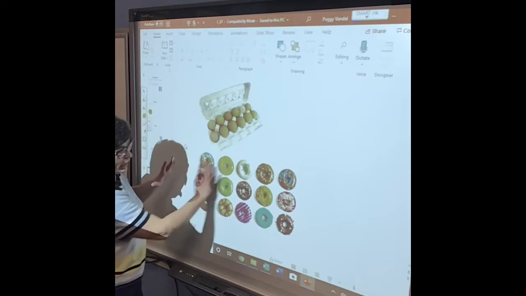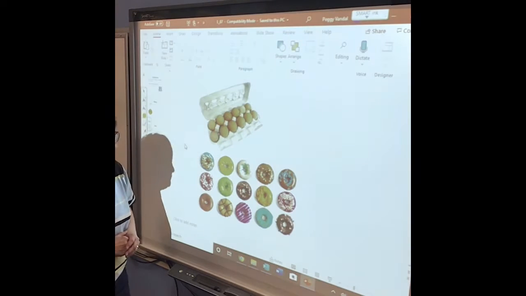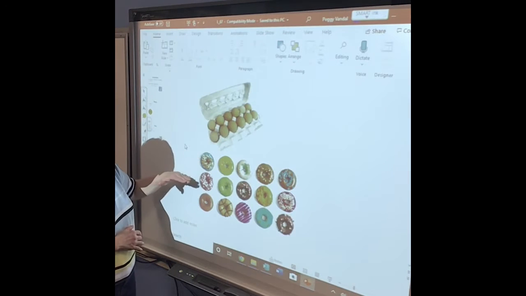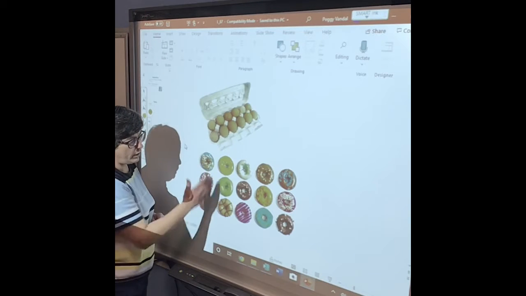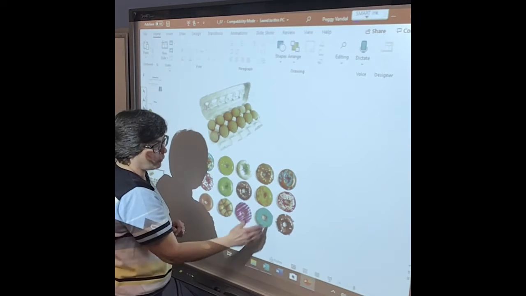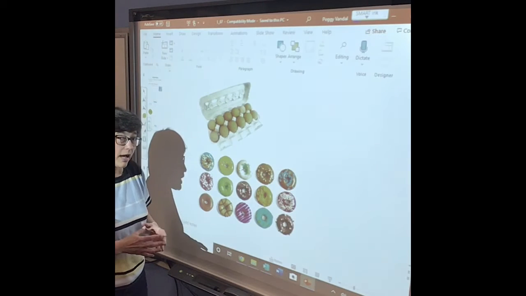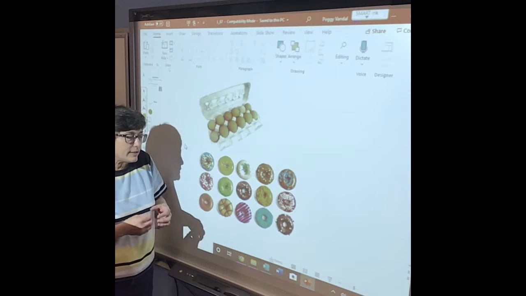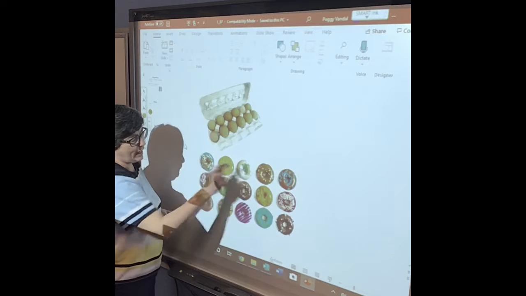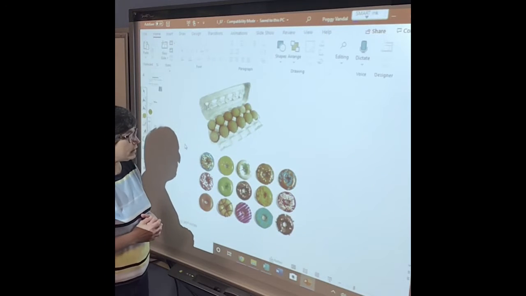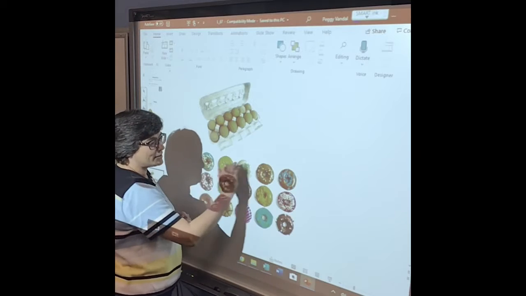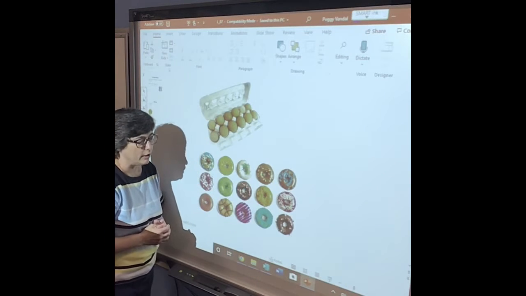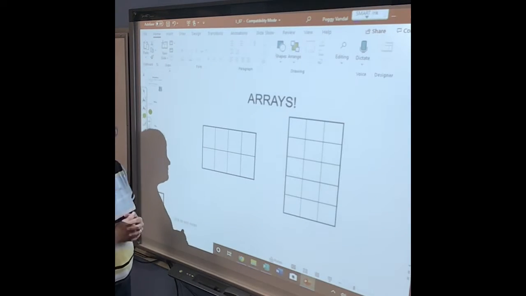Here we have an array of yummy looking donuts, okay? We have 1, 2, 3 rows, and then we have 1, 2, 3, 4 columns. And when we are talking about that, we can find out the total. Sure, we can count, but we can also go how many rows there are times how many columns there are. And so we will be looking at this.